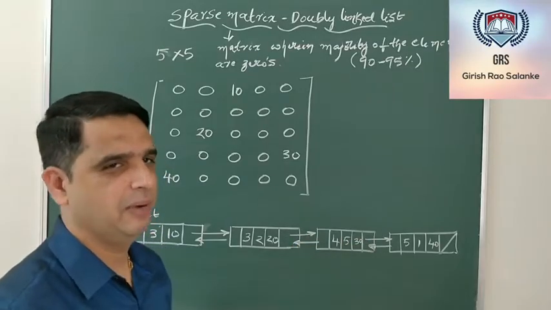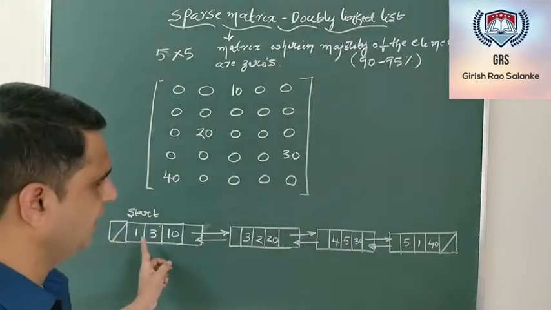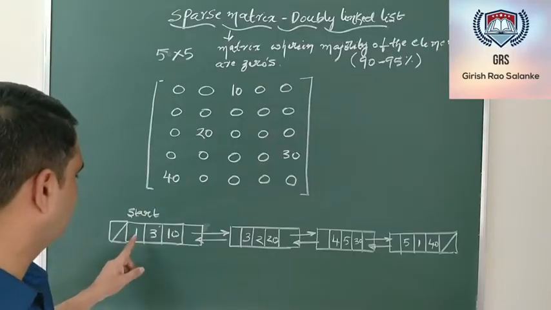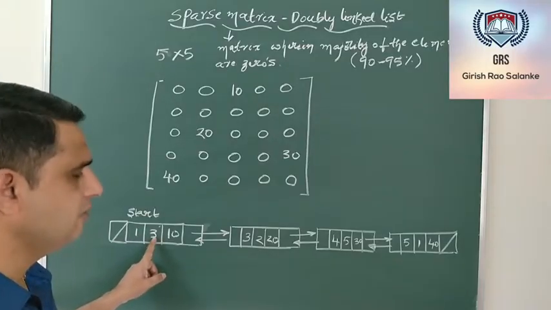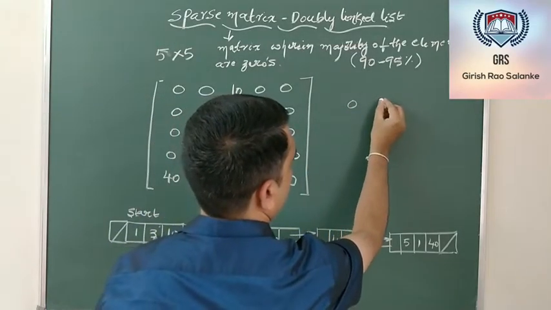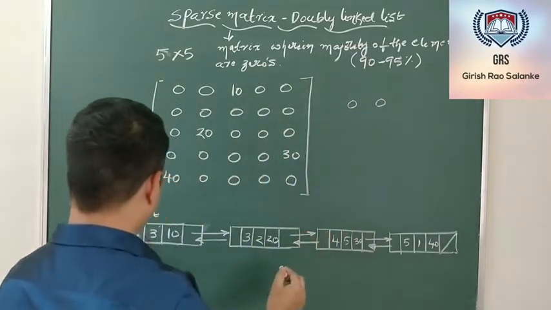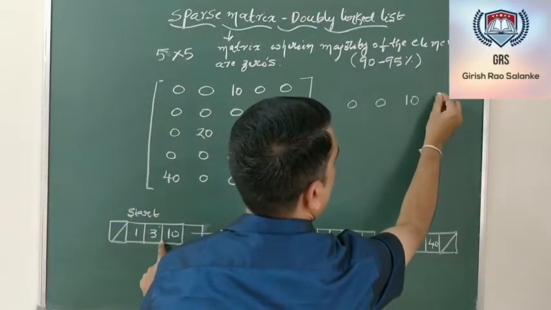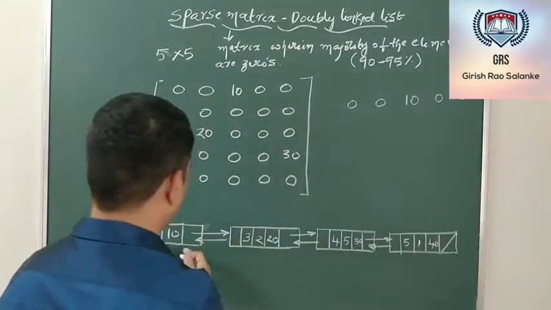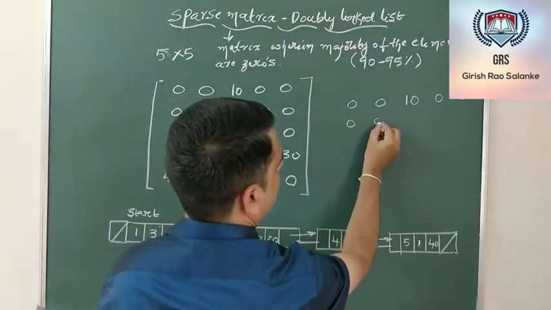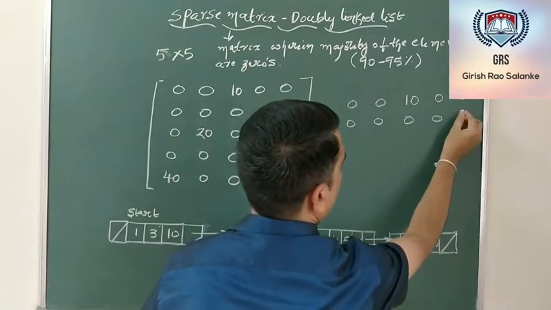I'll reconstruct the matrix. So what I will do is start reading the content of the double linked list, and I will check. This is the first row, third column. That implies that first row, first column and first row, second column are 0. First row, third column is 10. So I will have 10 here. Then followed by zeros, because I don't have another node. My next node is third row. So in the second row there is nothing.